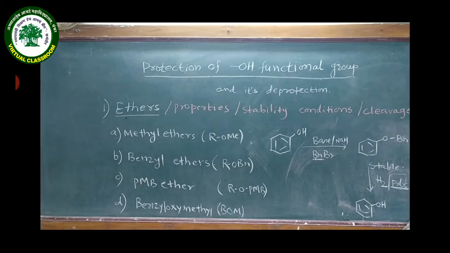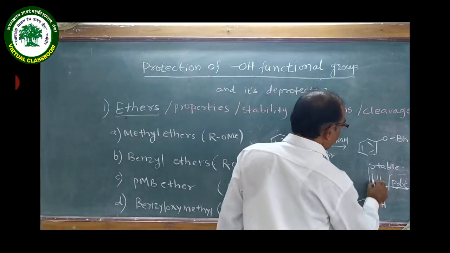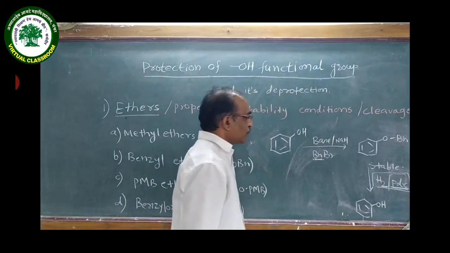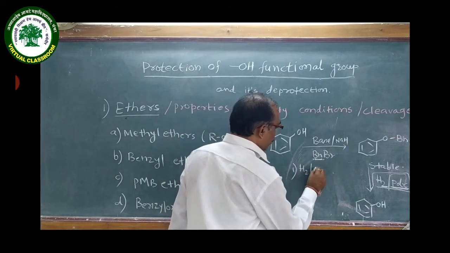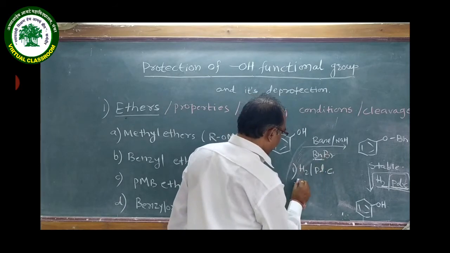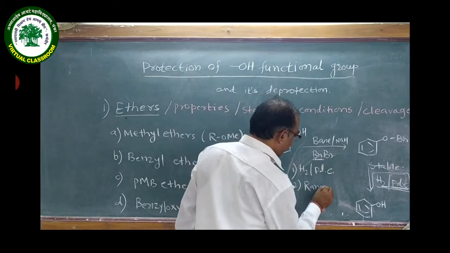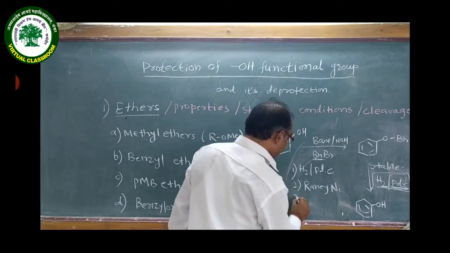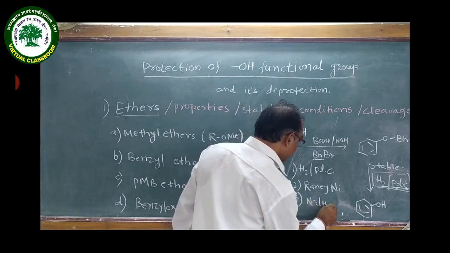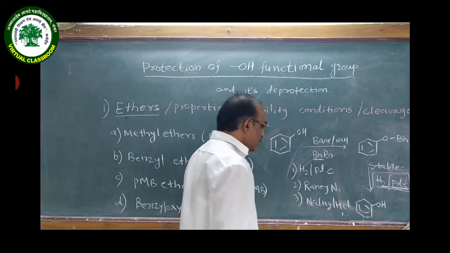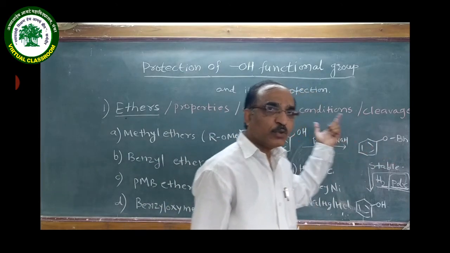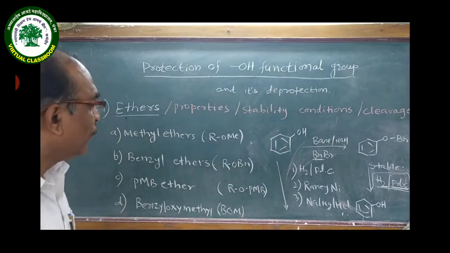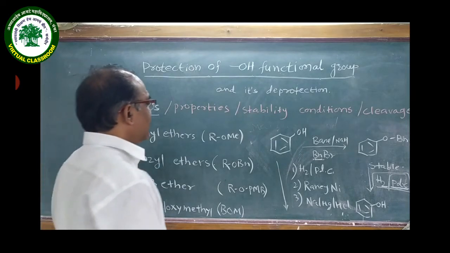So is there anything else to deprotect this? Yes. Beyond this hydrogenation, there are some other conditions to deprotect. First one, we know that is H2, Pd/C, we have seen it. Second one is Raney nickel. Third one, sodium amalgam. These are the three conditions which we can apply for the deprotection of benzyl ether to get back phenol. So while moving to the third one, that is the PMB ether.